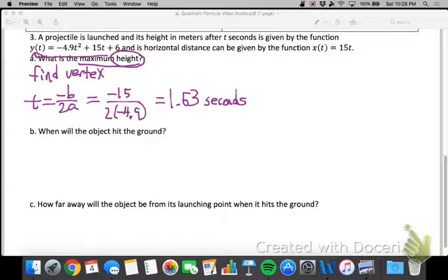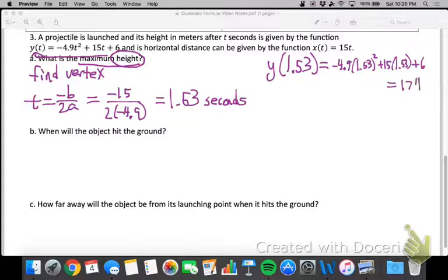So to find the max height, I have to plug in 1.53 into this y function. That means negative 4.9 times 1.53 squared plus 15 times 1.53 plus 6. And that will come out to 17.47 meters. Again, make sure that you can plug this into the calculator and get the same number I did.